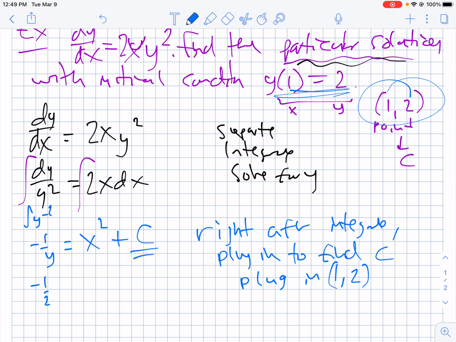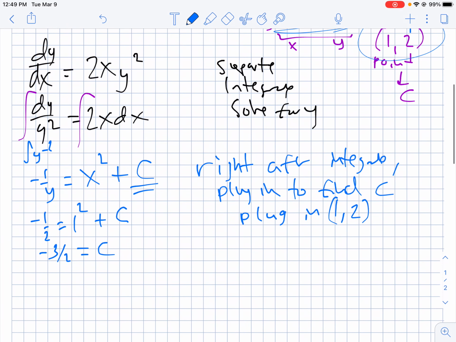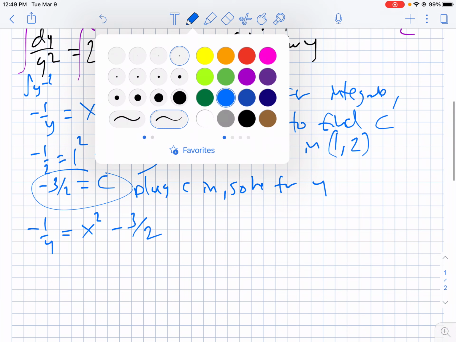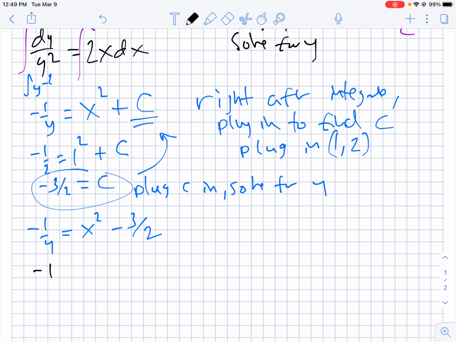So we're going to get negative 1/2 equals 1 squared plus c. Okay, so we'll subtract the 1s, and negative 3/2 equals c. Great. Now I'm going to plug that c back in and finish solving for y. So I took a little detour. I'm going to take the c and plug it back in there. So negative 1 over y equals x squared minus 3/2. Now to solve for y, we can do what we did before, maybe multiply by the y first, and then divide by the new part here. So my y is negative 1 divided by x squared minus 3/2.